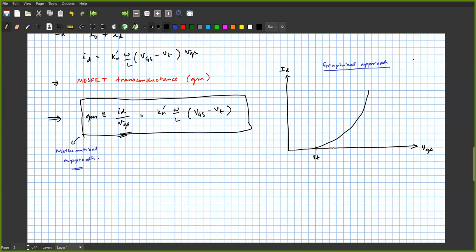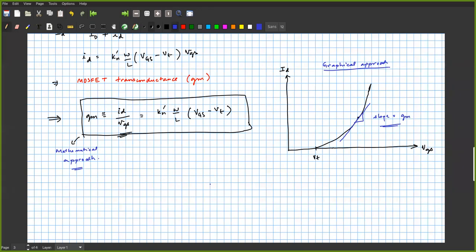So at one point here, if you take, and if you draw a tangent to that, the concept is the same. If you draw a tangent, and the slope of this will actually give GM. So this is a graphical approach to do this. Clear? Is this clear?